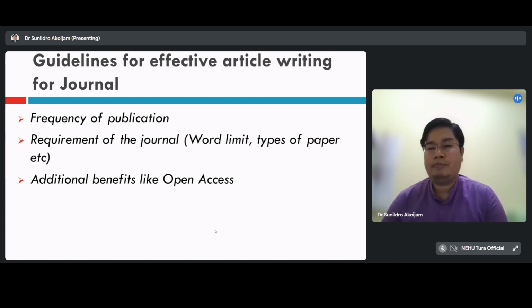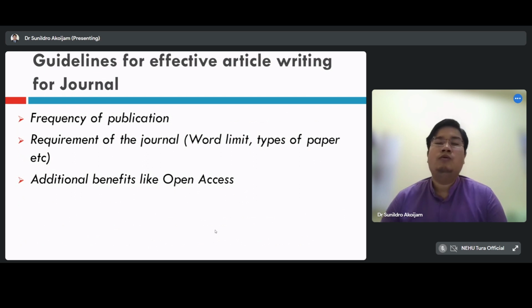Then types of paper, as we already discussed. Suppose you are writing, let's say, a conceptual paper or a case study. Then you have to see in which journals they are accepting this kind of paper. So accordingly, you have to select the journals which will suit your paper. Then other additional benefits, like open access.